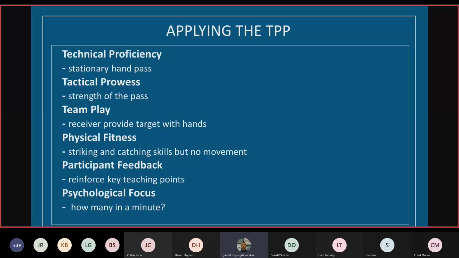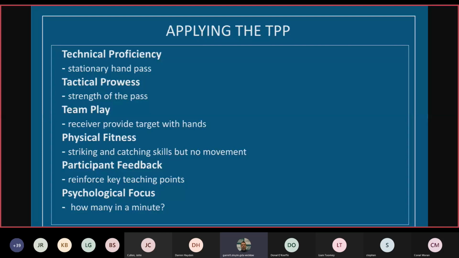And how do you get a bit more focus into this? This is where you give a simple instruction that they get to practice for a set period of time. Then you might give them a challenge, which group can get the most in a minute, something like that. One simple, subtle instruction can just change the energy in that activity.